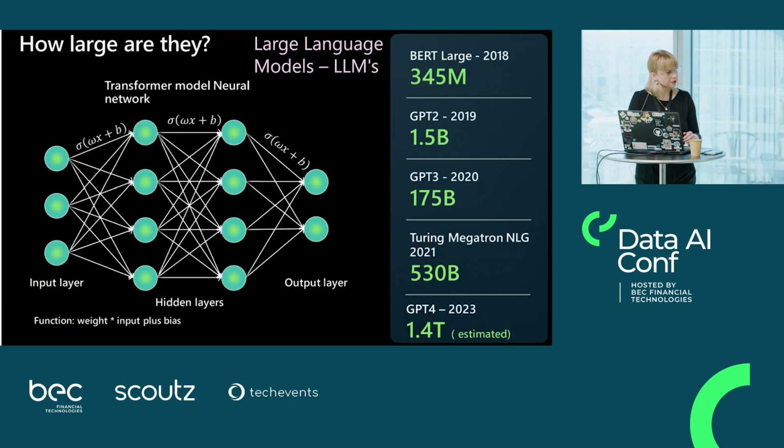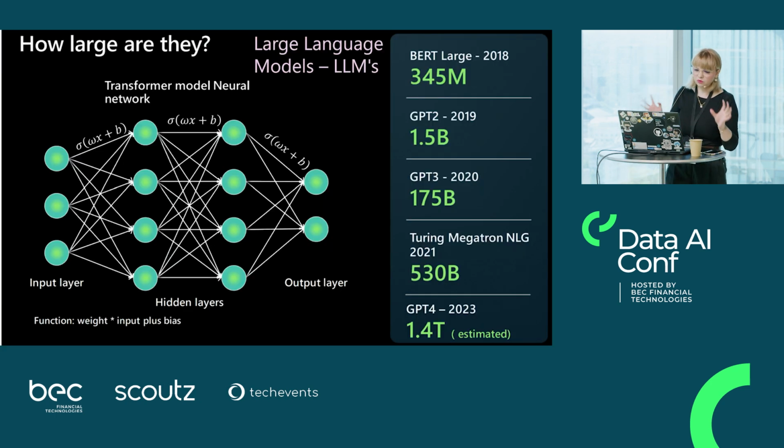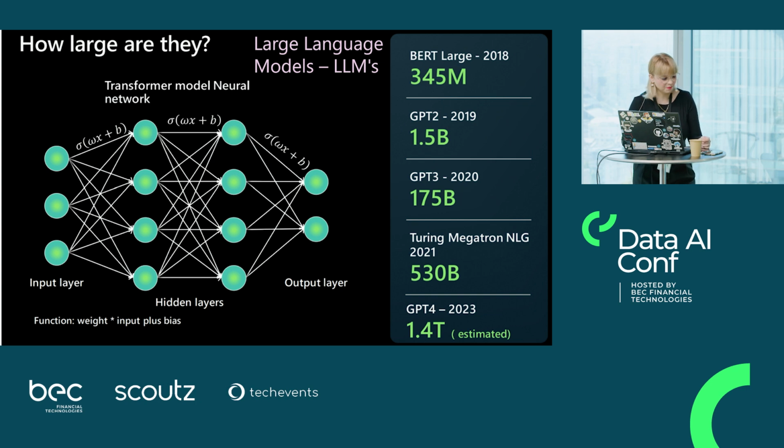Okay, so once we more or less understand what a language model is, why are we talking about large language models? Maybe you can feel that they are quite big, but what does it mean that they are big? It means that in 2018, the BERT language model had 345 million parameters. Now we are going into the billions and trillions.